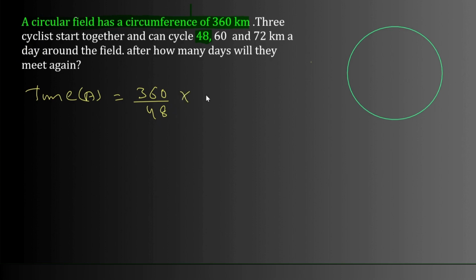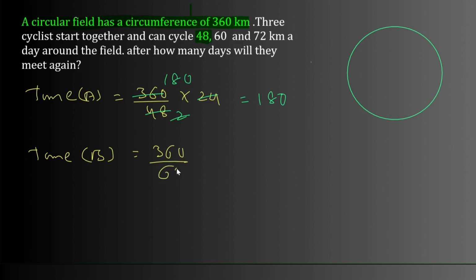So let's multiply by 24 so as to get the answer in hours. This is divisible by 2 times, 2 1 times, 2 180 times. So that comes out to be 180 hours. Now similarly, we can find the time taken by the second person. Let's say B, to complete one revolution, this would be 360 divided by 60, because it is traveling 60 kilometers a day. We multiply by 24 to get hours. This is 6 times, so 24 into 6 is 144 hours.